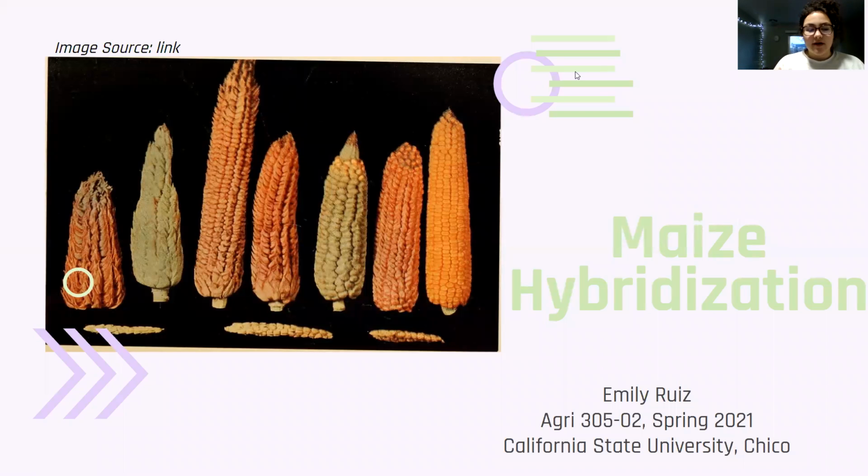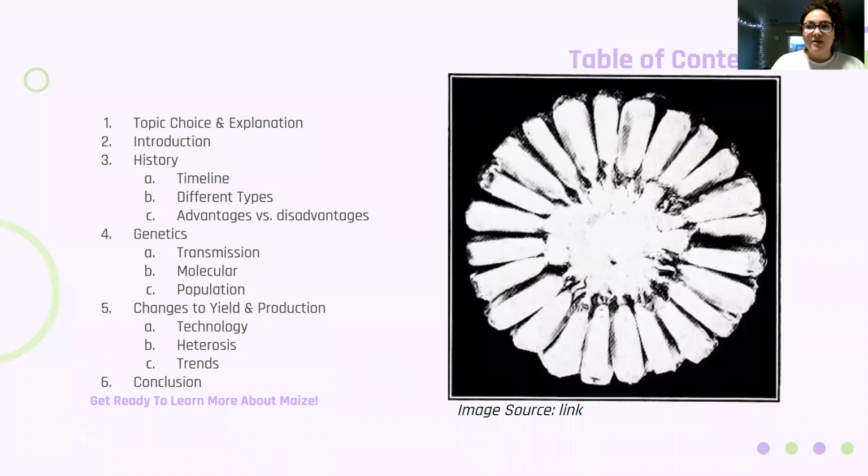Hello, today we're going to be talking about maize hybridization. You might know maize as corn. Start off with the table of contents. We will be looking at a topic choice and explanation, an introduction to maize, some of the history, the genetics, changes to yield and production, and then a conclusion. So get ready to learn a lot more about maize.